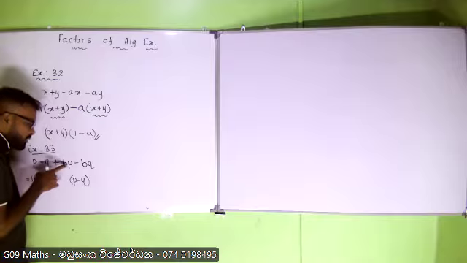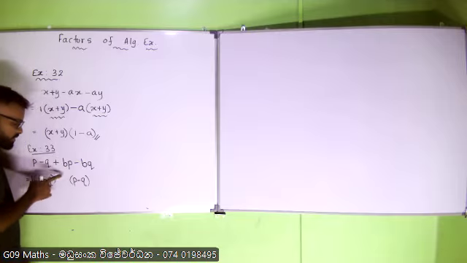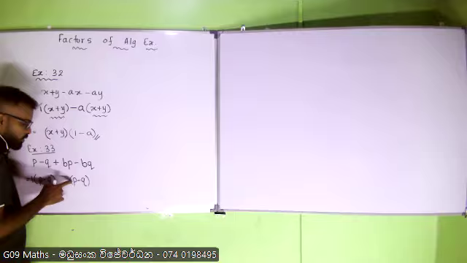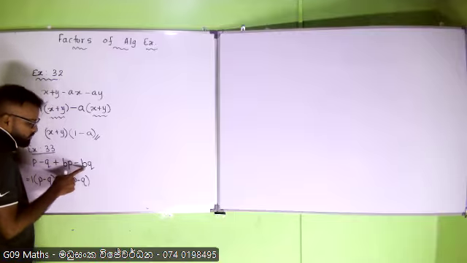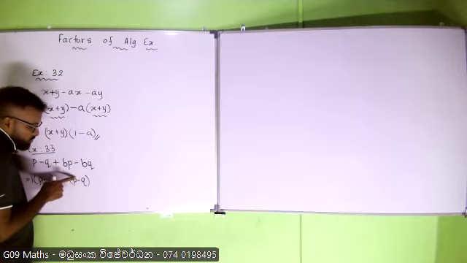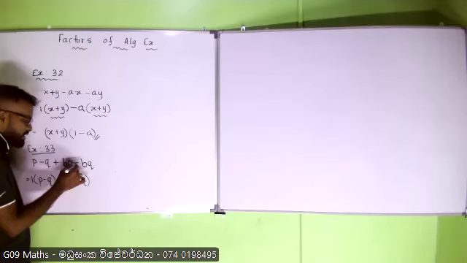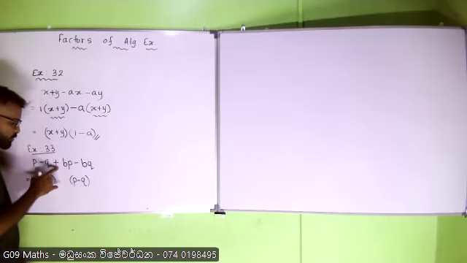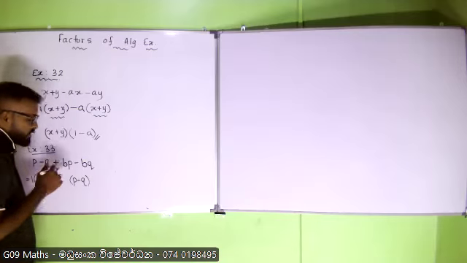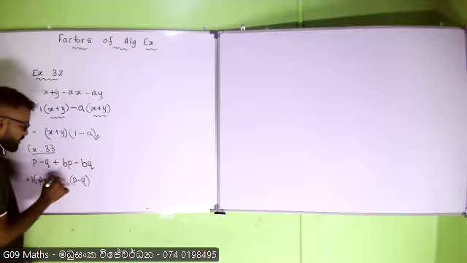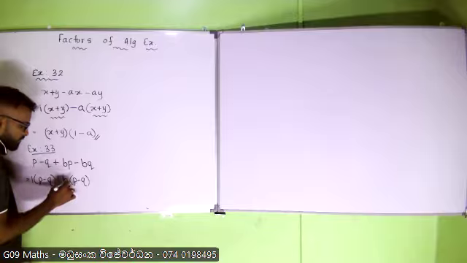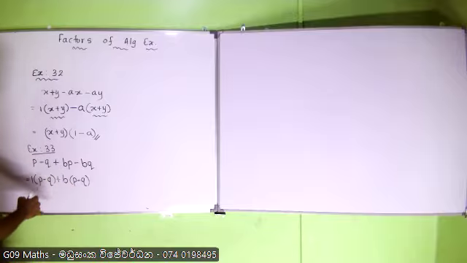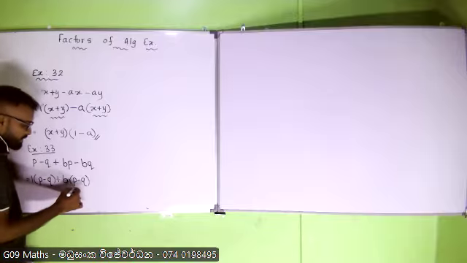So here you have positive bp. Here also you have positive b, right? Here you have negative bq, and here also you have negative q. So the sign has not changed. Sign change positive, negative. Sign has not changed. So you are going to take the positive sign now. And also the common term is b, right? Take b out from the bracket. So you can make this.